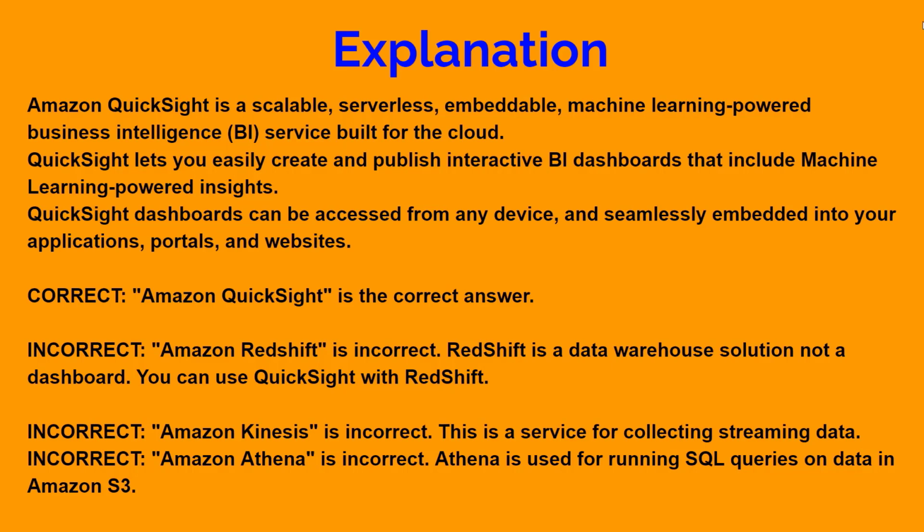Incorrect. Amazon Redshift is incorrect. Redshift is a data warehouse solution, not a dashboard. You can use QuickSight with Redshift. Incorrect. Amazon Kinesis is incorrect. This is a service for collecting streaming data. Incorrect. Amazon Athena is incorrect. Athena is used for running SQL queries on data in Amazon S3.